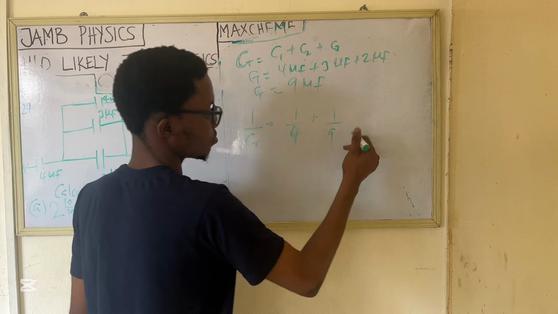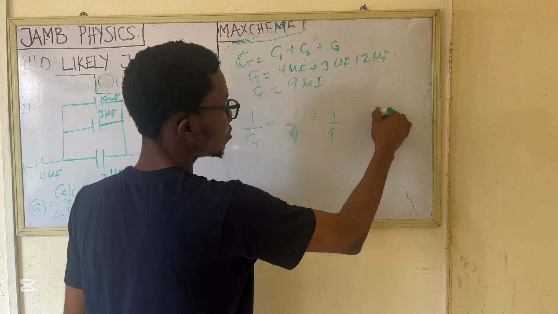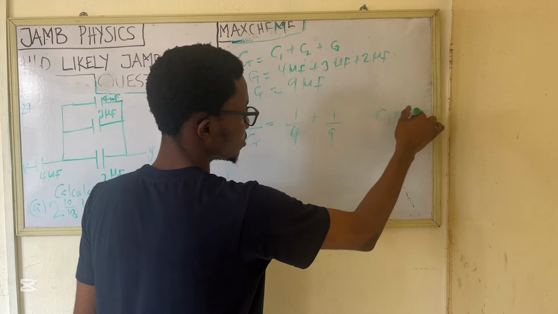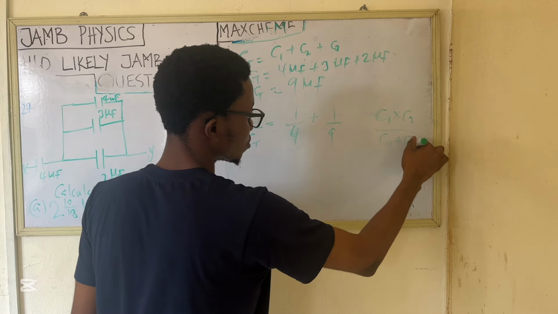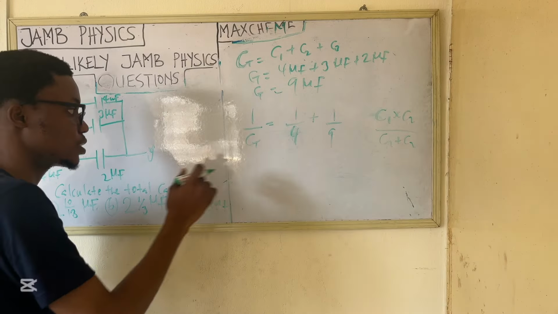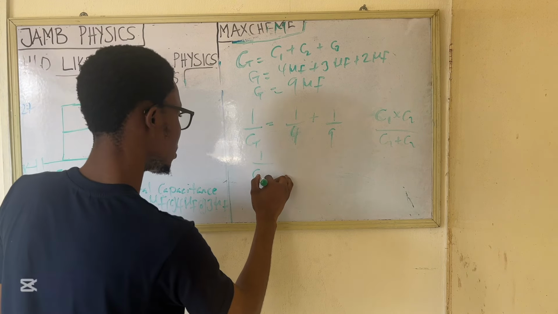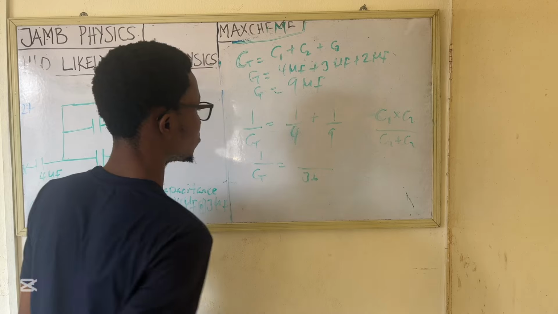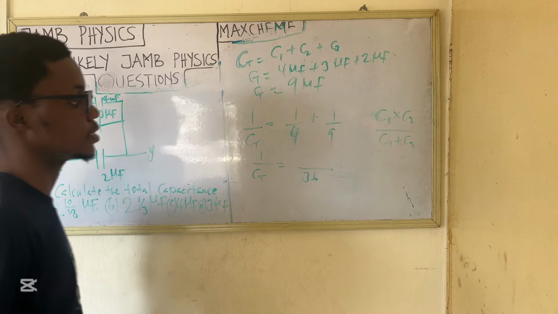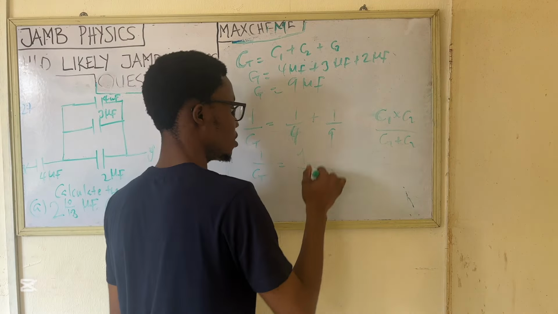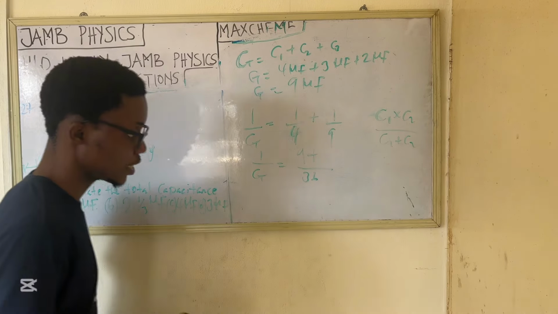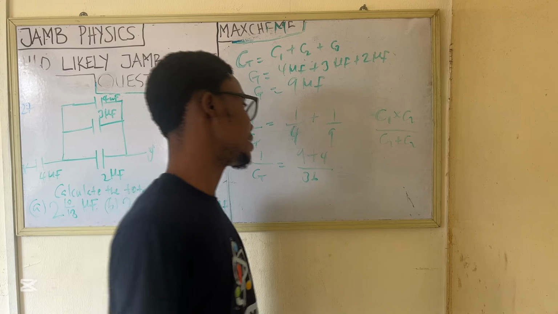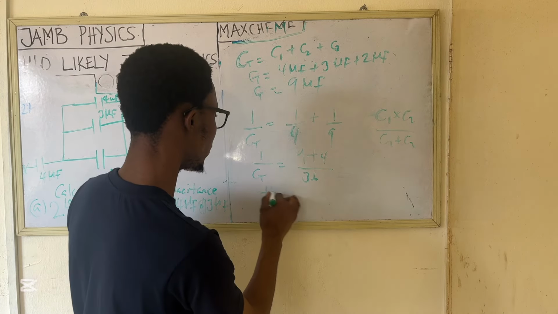Or you make use of CT equals C1 times C2 over C1 plus C2. Either of the formulas, but let's stick to this. We have 1/CT equals, the LCM of 4 and 9 is 36. 36 divided by 4 will give you 9, plus 36 divided by 9 will give us 4. That is 9 plus 4 to give us 13.